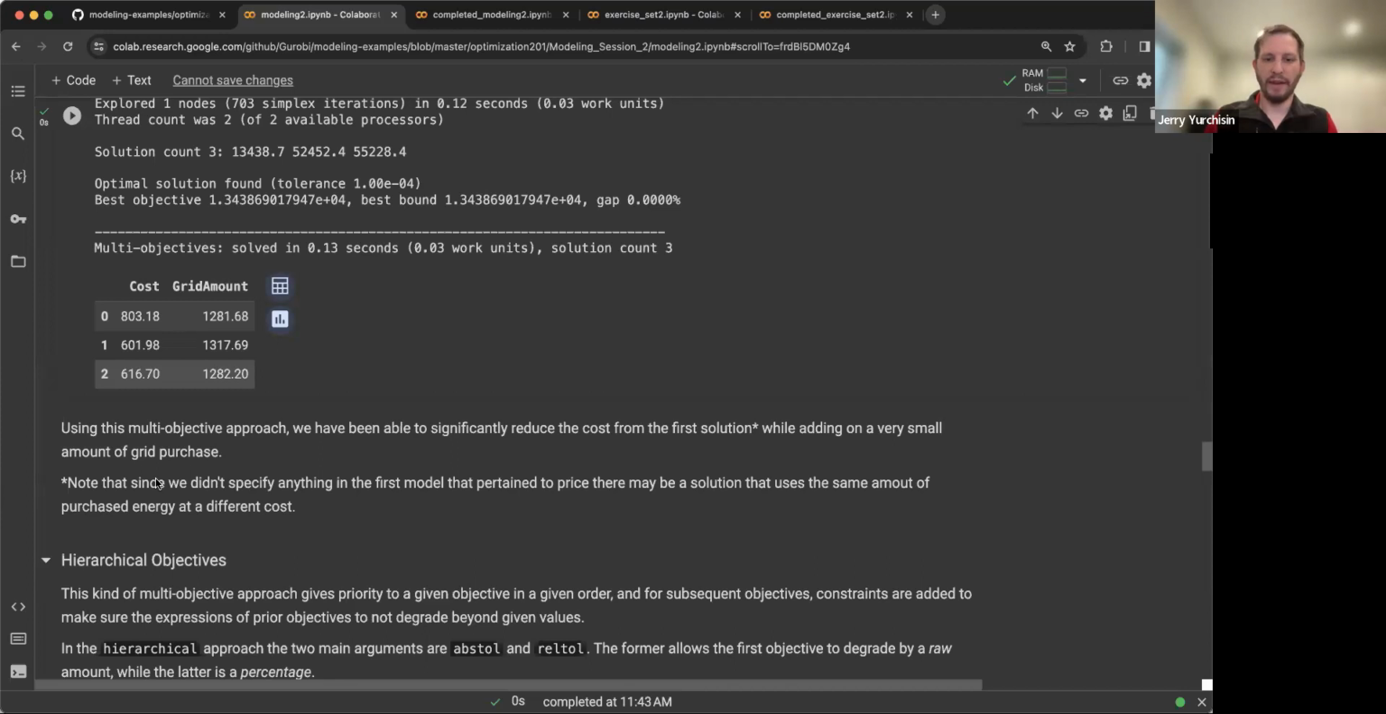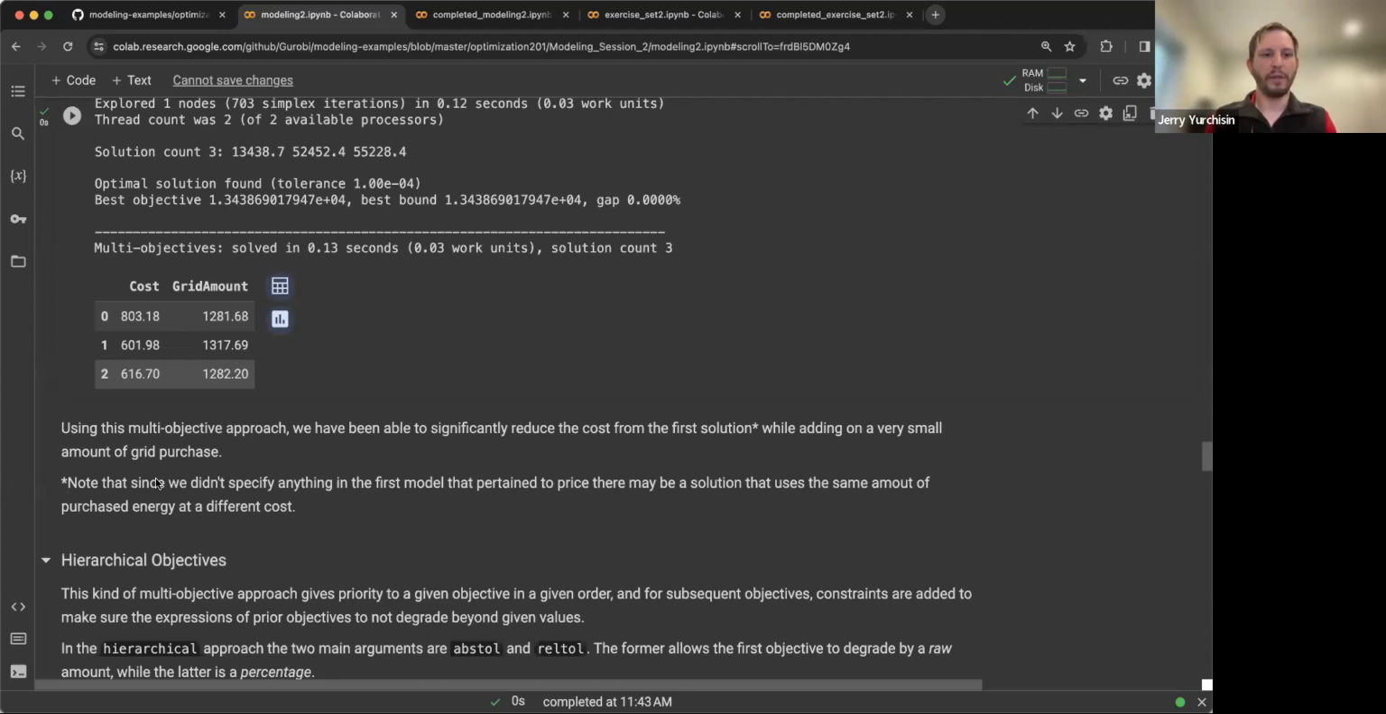Now, I have an asterisk there, and what I want to note is, and we talked about this a little bit yesterday, in the first scenario, when we're minimizing the grid purchase, we're just minimizing the amount of energy. We have nothing to do with the cost. So there could be other solutions out there that have the exact same grid amount, or super close, that have a much lower cost. And we just stumbled upon one here with our weighted objective.